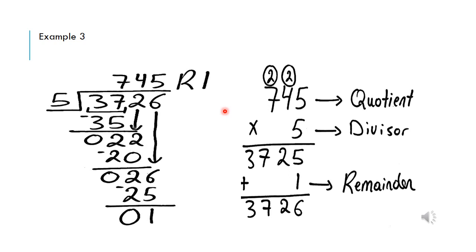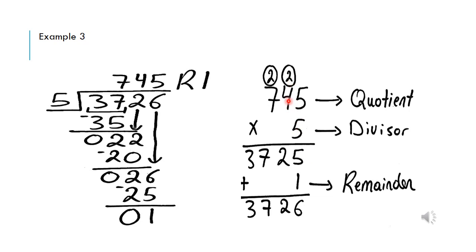In example 3, when we divided 3726 by 5, we got 745 with a remainder of 1. To check our answer, I have to multiply the quotient by the divisor and then I add the remainder. The quotient here is 745. The divisor is 5. Let's multiply them. 5 times 5 is 25. I put the 5 down and the 2 over the 4.